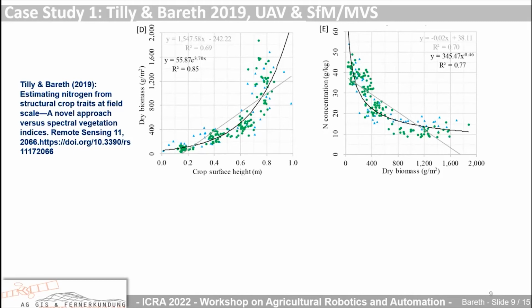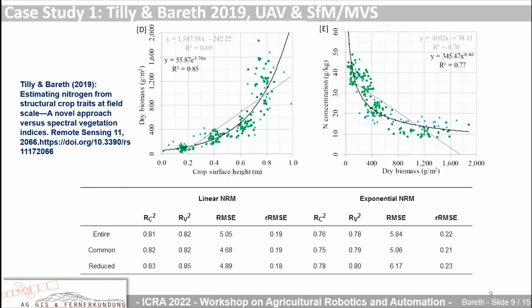So the idea is that we first create a biomass regression model with crop height, and then from that we create a biomass and nitrogen regression model to use biomass to model nitrogen concentration. Again, in the data set which we investigated, it worked well.